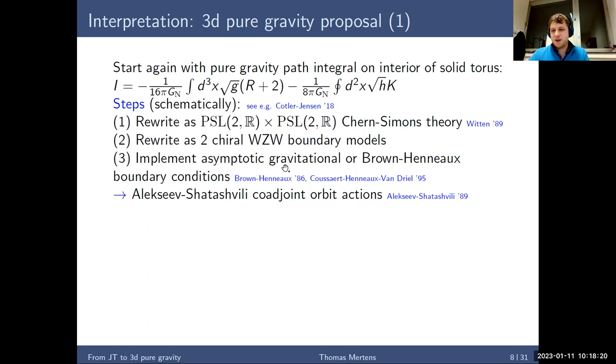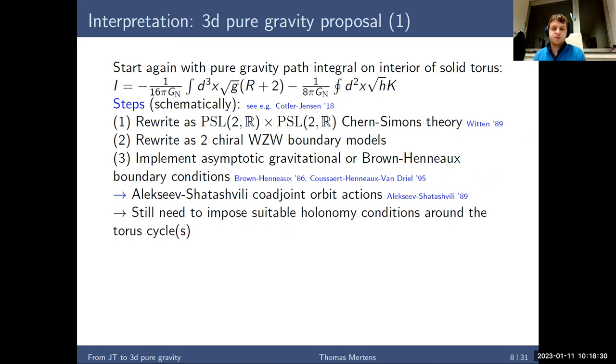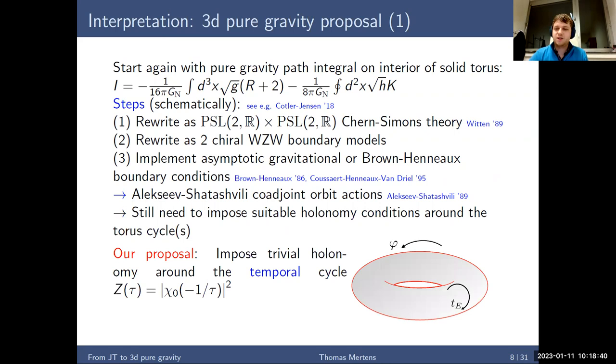So this is just schematic. I'm not going to show you any equations for this, but this is a well-known strategy on how to handle 3D gravity. But at this point, we still need to impose suitable holonomy conditions, or suitable boundary conditions if you will, around the torus cycles. And our proposal, just the vacuum character in the identity channel, corresponds to imposing trivial holonomy around the temporal cycle of this solid torus.